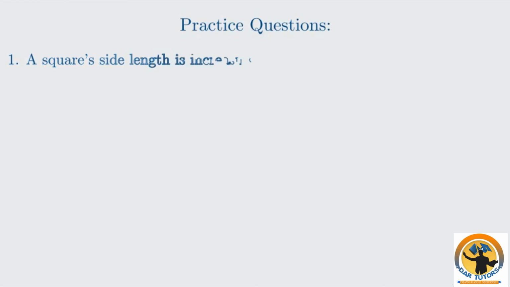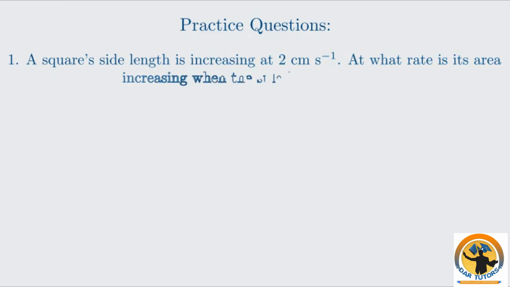To solidify your understanding, here are 5 practice questions in the style of the IB exam. Pause the video, try to solve them on your own, and then resume to see the fully worked solutions. Question 1. A square's side length is increasing at 2 centimeters per second. At what rate is its area increasing when the side length is 6 centimeters?